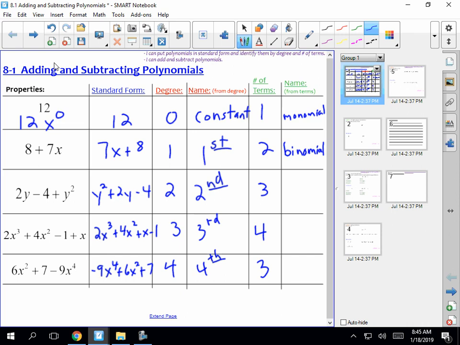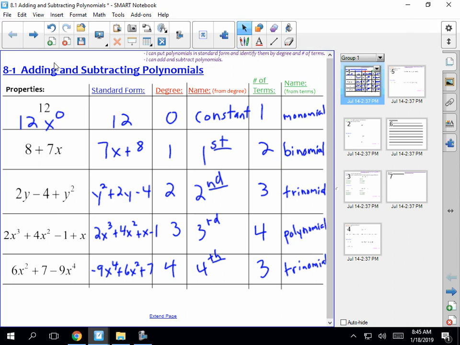And then trinomial is 3 terms. This would also be a trinomial down here. And then when we get to 4 terms or more, we just call it a polynomial. So 4, 5, 6 terms, just call it a polynomial. That's it. So that's one thing I'm going to ask you to do, is be able to name these by degree or by number of terms.